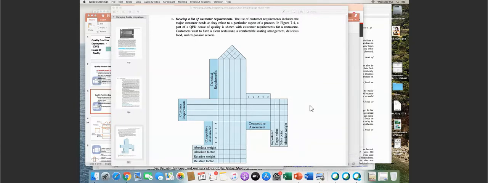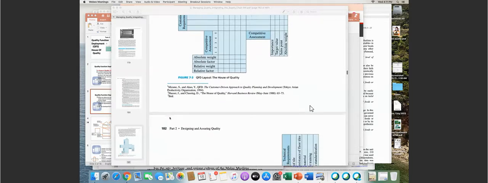First, what you must do is develop a list. This is the list of customer requirements. And this shows you the technical requirements, that means what design you want to change. Here, it shows you where you are in the market, whether you are number one, number two, number three, number four, or number five. This is the competitive assessment. Some figures they will give you, but certain figures you have to calculate. So this is the competitive assessment for the technical requirements. And this is the competitive assessment for the customer requirements.